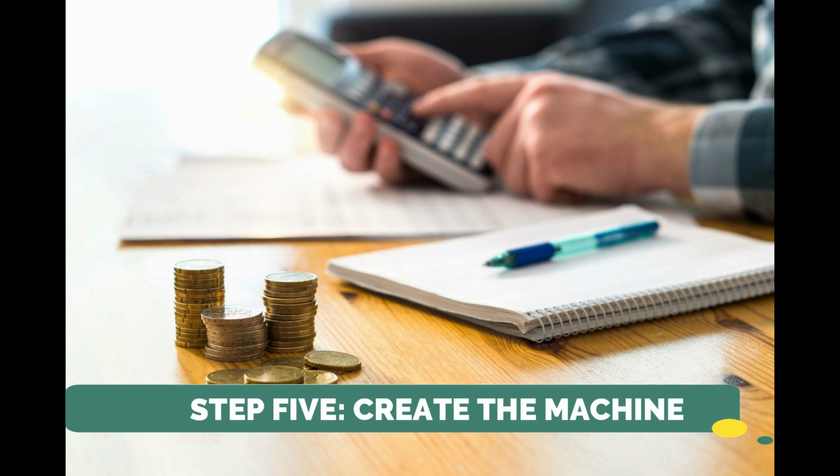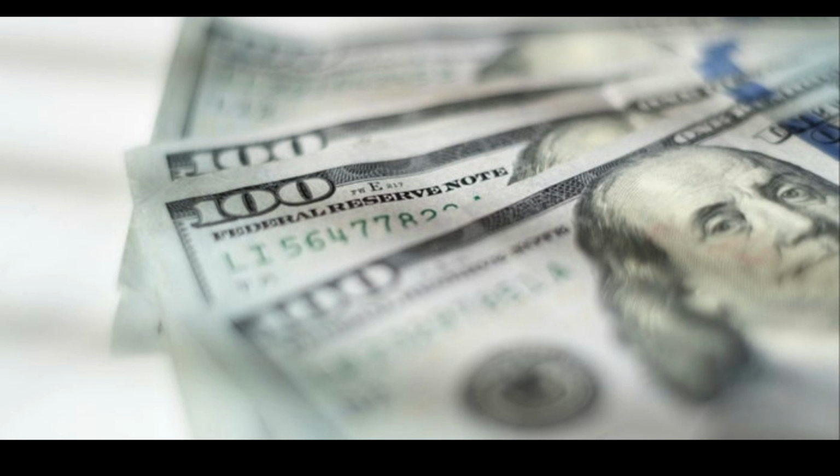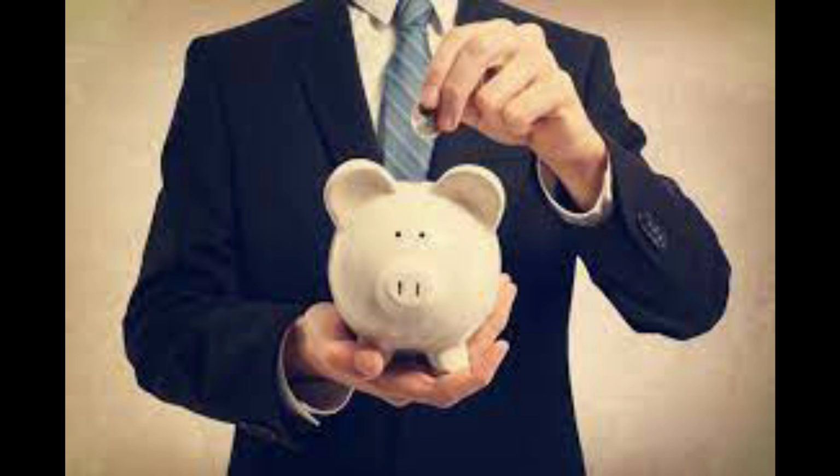Step 5. Create the machine. Now it's time to find a way to make financial freedom a reality. Start by creating a money-making machine. You can do this by taking advantage of the power of compound interest. Divide your money into 3 imaginary buckets: security, risk growth, and dreams. Your security bucket is where all the money for your bills goes. You need this money to make your life function.